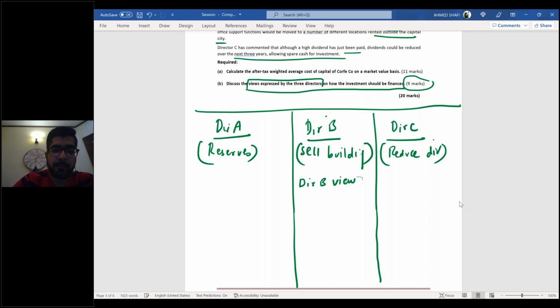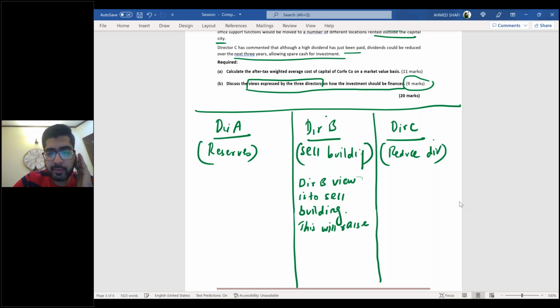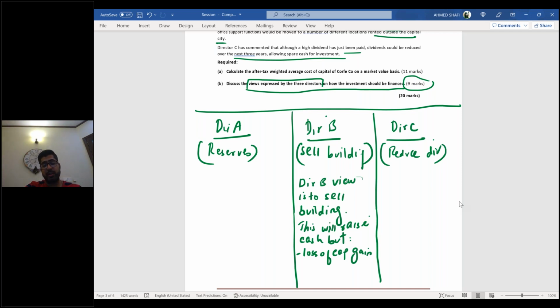Director B's view is to sell the building. This will raise cash, but may result in loss of capital gain, right? Because if you sell the building and property, you will miss the chance of future appreciation. Okay, so you can write this: Director B's view may raise cash, but may result in loss of capital gain. What else is it saying?